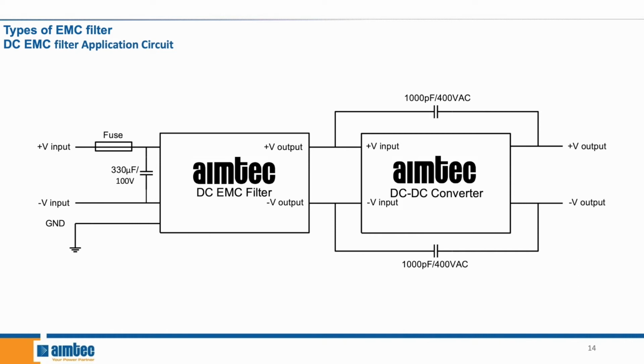As for the AC EMC filter, you will need to add a fuse. But for the DC EMC filter, you also have to add capacitors. Adding capacitors actually increases the filtration.